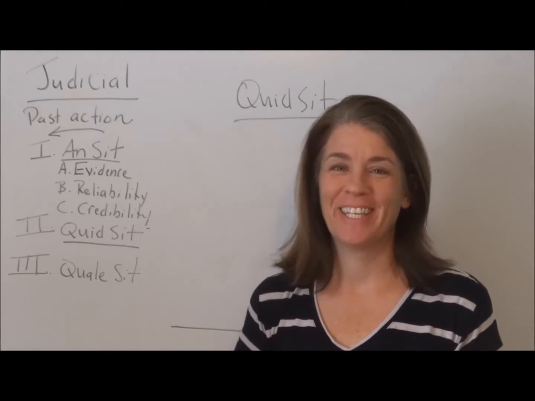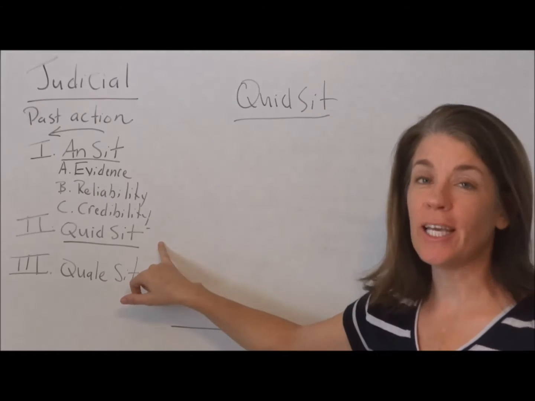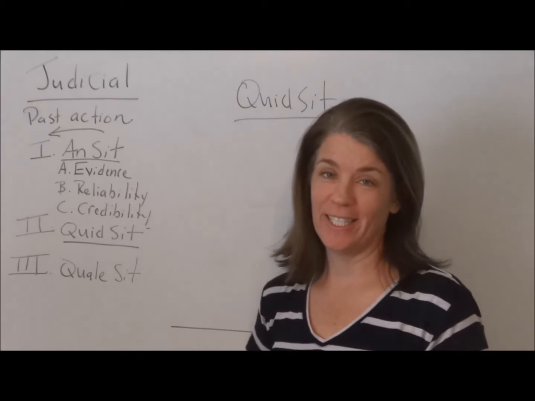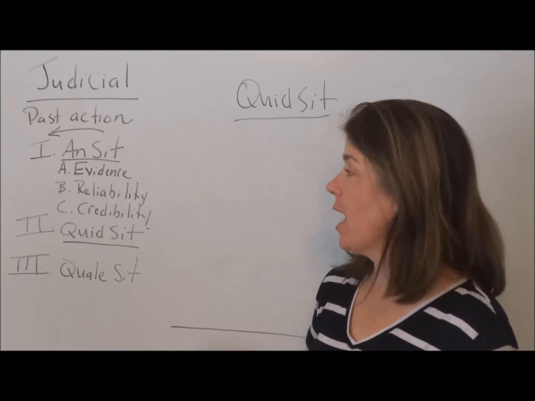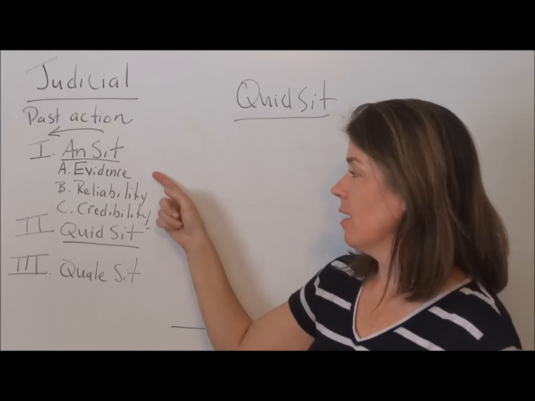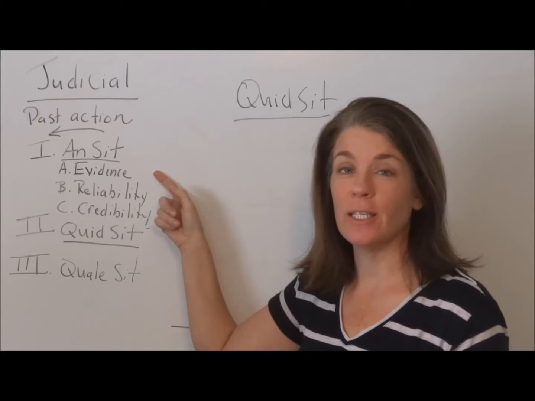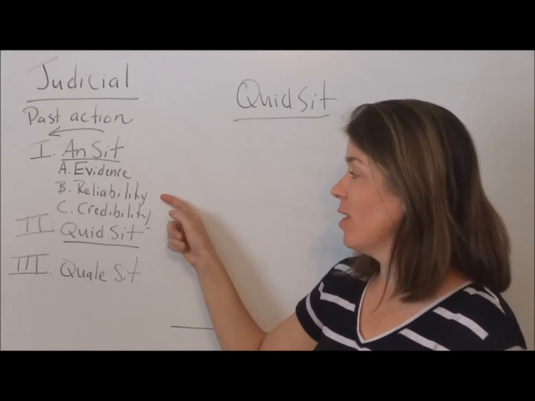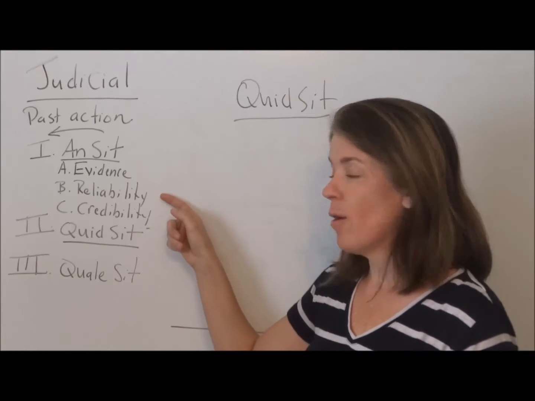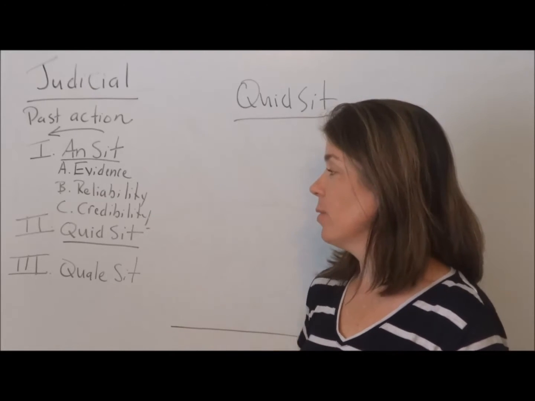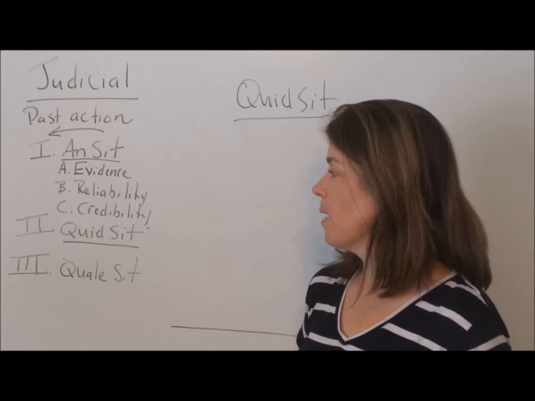Well, hello! Today we're going to talk about Quid Sit. Quid Sit is the middle or second section of a judicial essay. If you remember, yesterday we did An Sit, which takes into account the evidence, physical objects, documents, testimony of eyewitnesses, testimony of expert witnesses. It evaluates the reliability of the physical evidence and how it was gathered, and it also evaluates the credibility of the eyewitnesses and the sources of the evidence.